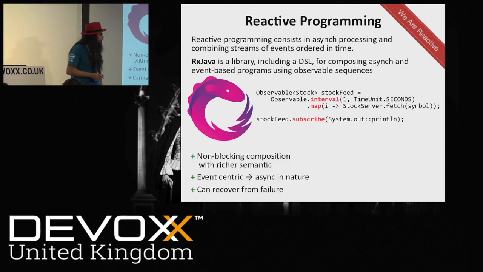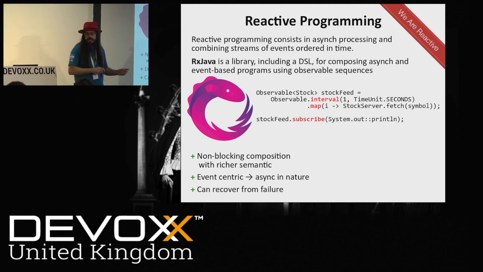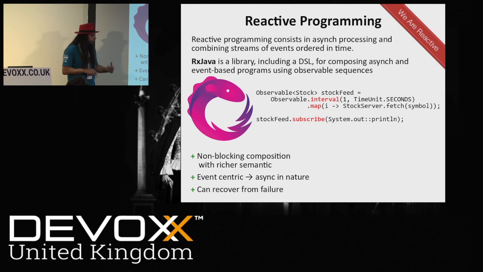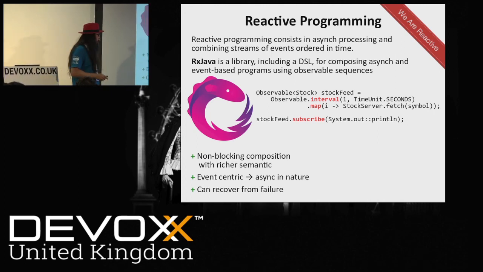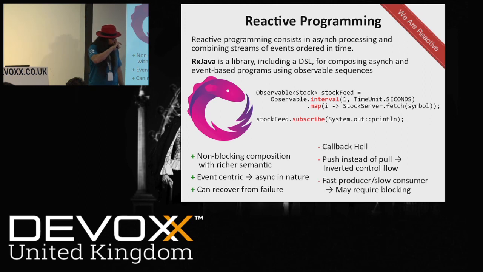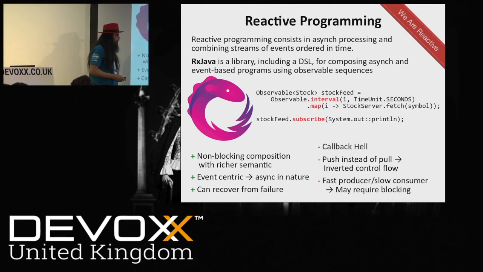And so you can have a very handy API. You can transform these values in many ways. So again, you have non-blocking composition, but this time with richer semantics. As you can see, you can use the same methods you normally use on a Java 8 stream, for example. It is event-centric and also has a good built-in failure system. Again, you can have callback hell. This sort of changes your mental model because you are used to pulling the value from an iterable, for instance, while in this case the observable is pushing the value to you when it is ready.